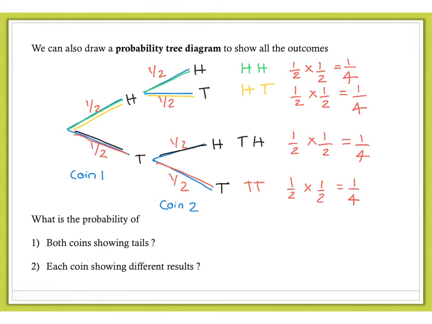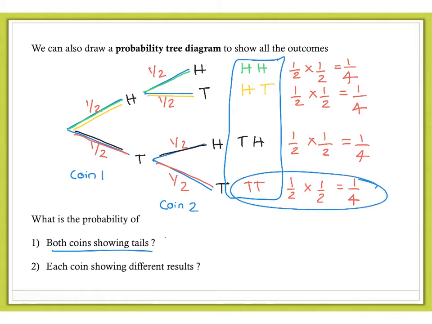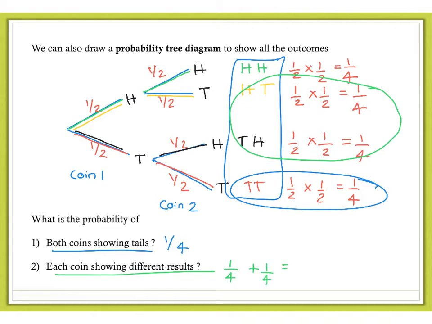And you can see there, again, the 4 possible outcomes which we could see from the sample space diagram we did previously. So what is the probability of both coins showing a tail? It's this, 1/4. What is the probability of both coins showing different results? So each coin shows a different result. Well, we're looking over here at these 2 possibilities. We have 1/4 and then another 1/4, and we add them together because it's one or the other, and that gives us the answer of 1/2 that we also saw with the sample space diagram.